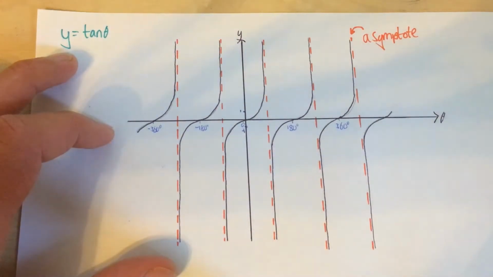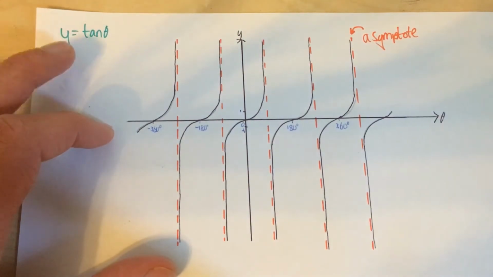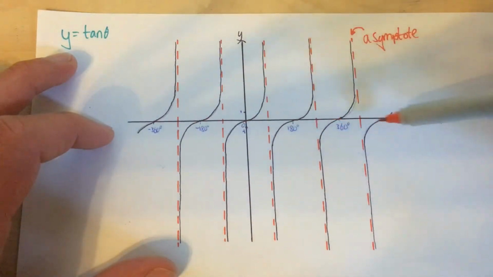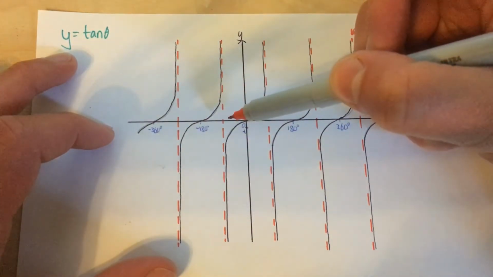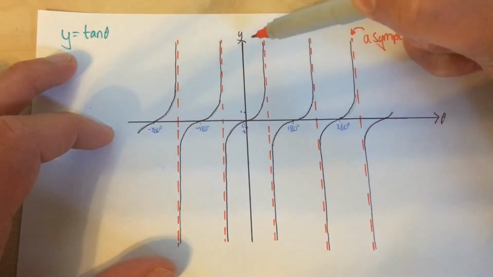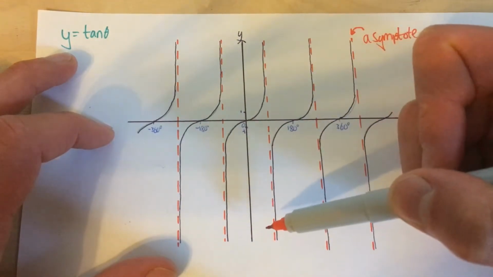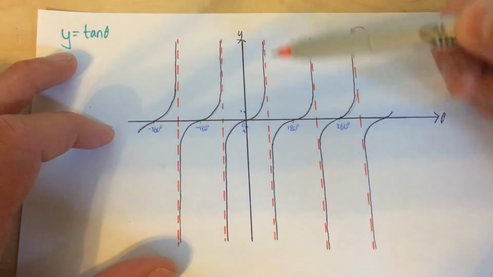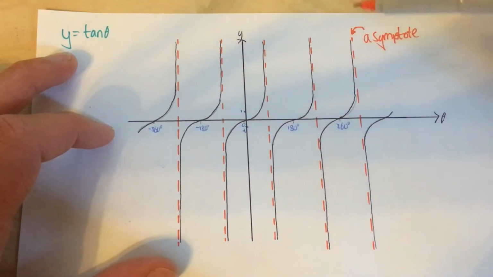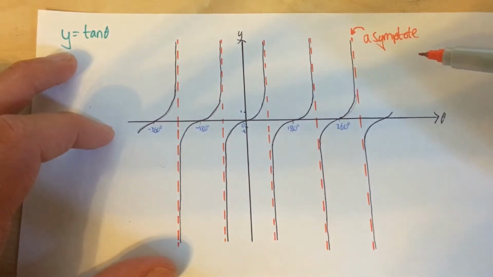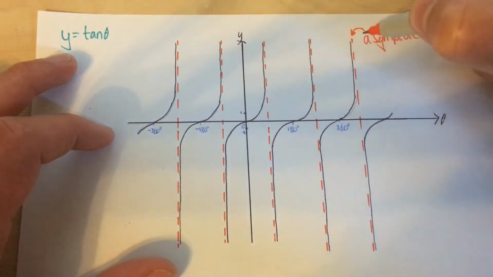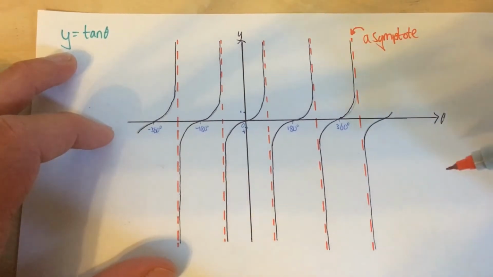Here we have a sketch of the graph y equals tan theta. We've got theta in degrees along the x-axis, and we've got the output values here on the y-axis. Now the first thing we notice are these vertical dashed lines. Each one of these is called an asymptote. An asymptote is a line that a curve approaches as it heads towards infinity.